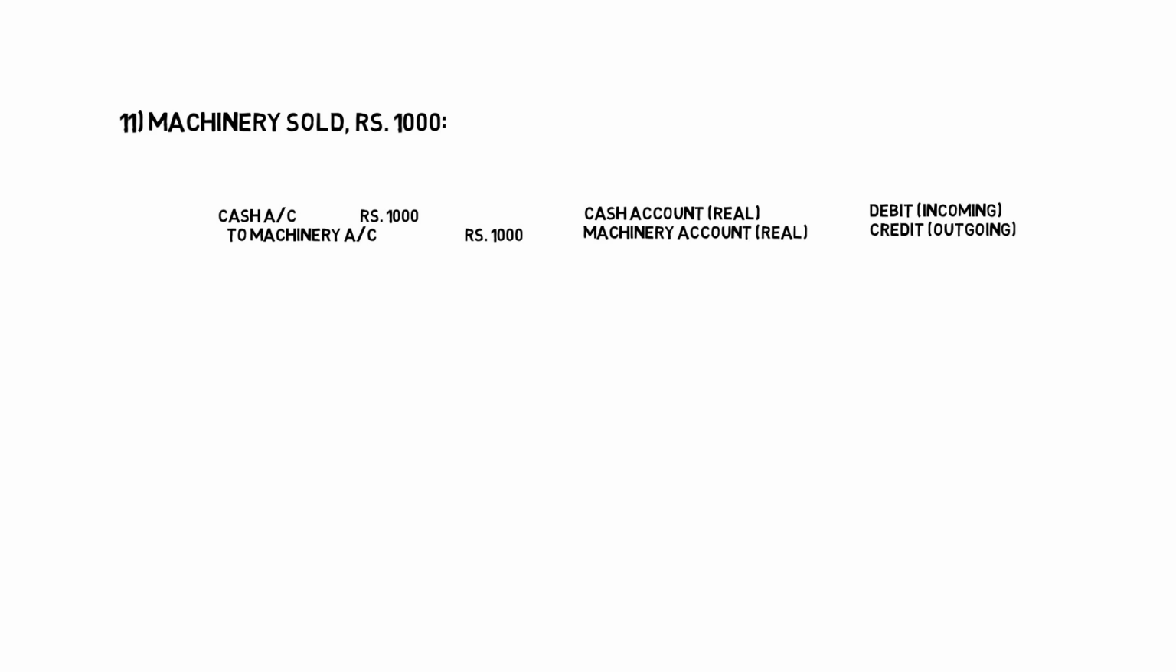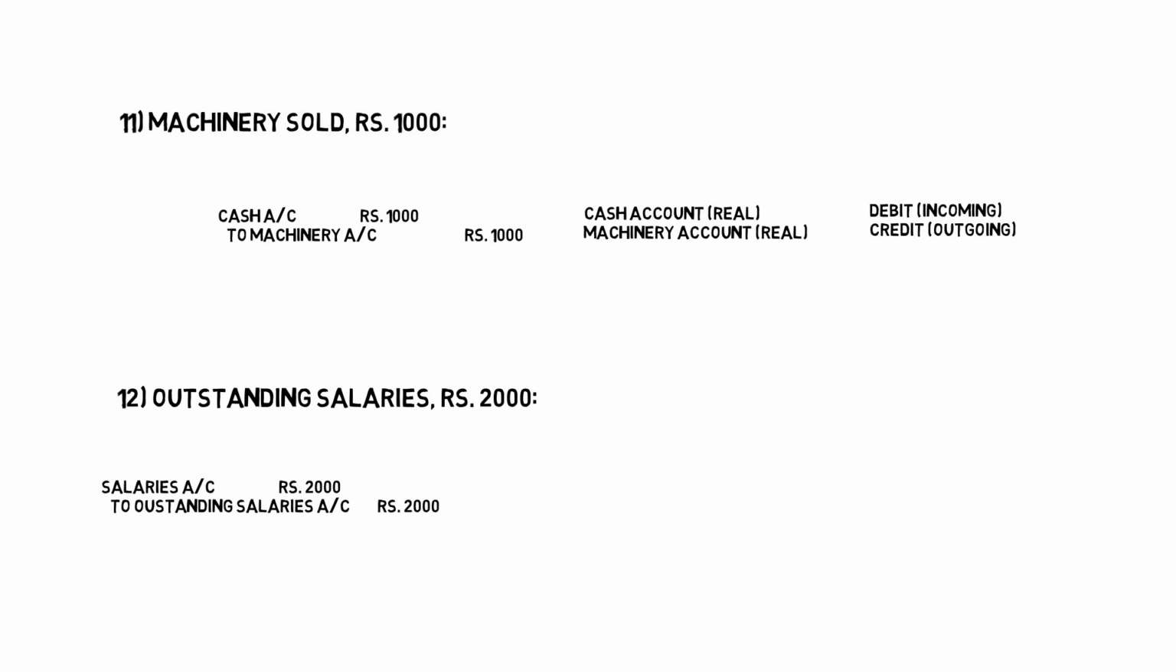For the 11th one, we have sold machinery of rupees 1,000. Cash account rupees 1,000 has been debited and machinery rupees 1,000 has been credited. Both are assets in the business, both are real accounts in the business. So cash is being earned because you have sold a portion of asset which is machinery, which is also an asset. So you're converting machinery, an asset, into cash, which is also an asset. So both of these items are real accounts in the business. Hence you debit when there is an incoming of asset in the business and you credit when there is an outgoing of asset in the business. But in this case, you're converting machinery of rupees 1,000 to cash of rupees 1,000 by selling that machinery for cash.